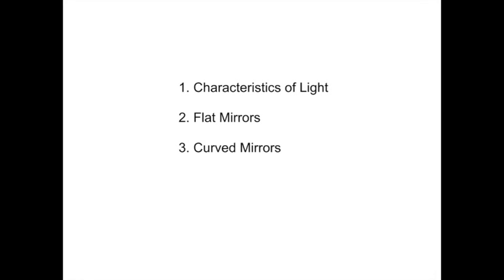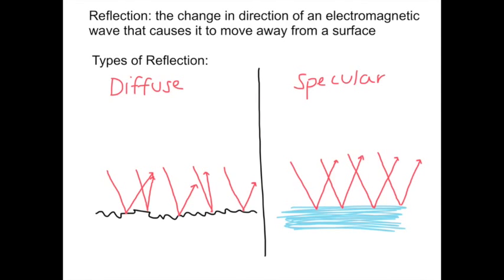So at this point in Chapter 13, I've gone over the characteristics of light. In this video, I'll be moving on to discuss flat mirrors. Before we can look at mirrors, I'll define reflection. Reflection is the change in direction of an electromagnetic wave that causes it to move away from a surface. So you've probably experienced reflection before by looking in a mirror.